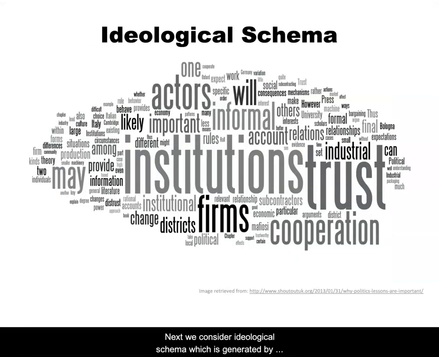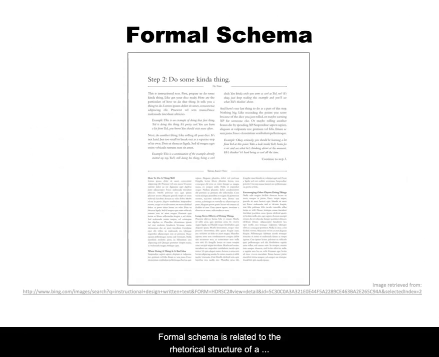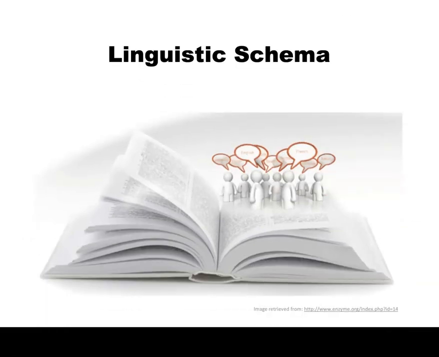Next, we consider ideological schema, which is generated by attitudes or opinions on relative social or political issues. Formal schema is related to the rhetorical structure of a written text, for example, the differences in genre between narrative styles and their corresponding structures.